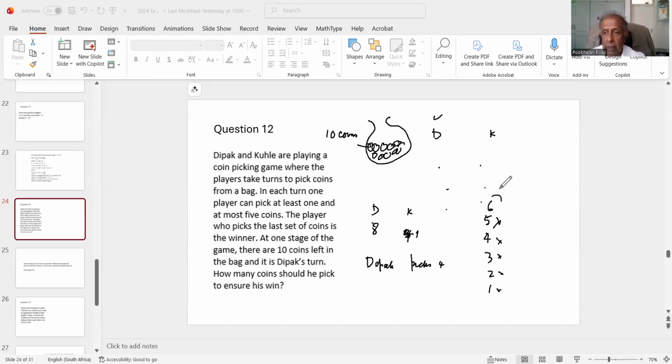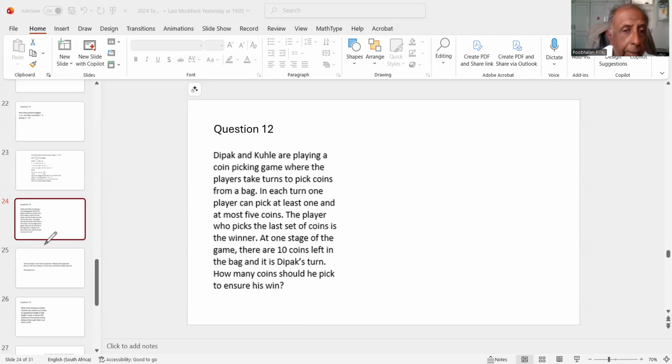But he must not take 7, because if he takes 7, then Kushla will leave him with 6. See? So that's a problem. So all these are out. Okay, so the answer is he picks 4. Right, so that's question 12. Let's go on to question 13.